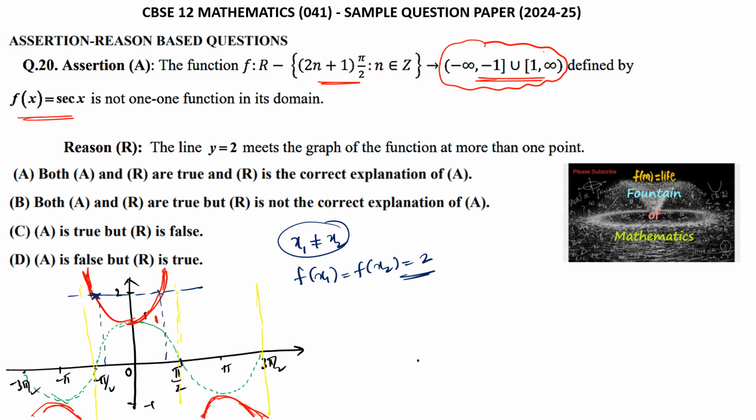So we can say this function is not one-to-one, because the reason is the line y is equal to 2 meets the graph of the function at more than one point. That is also a correct explanation. So we can say the assertion is true and the reason is also true and it is a correct explanation. So we can go with option A.